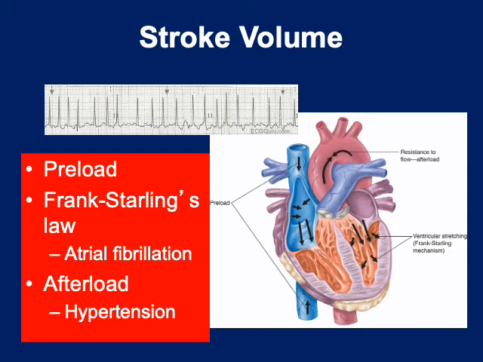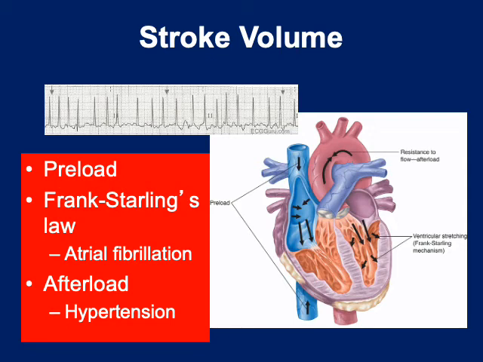So we talked about the ventricular fill time, and how much blood gets into the ventricle is directly proportional to how much has been ejected. The amount of blood that is ejected with each contraction of the left ventricle is called stroke volume. This is about 70 cc's of blood for an adult, and it's determined by what's called preload.